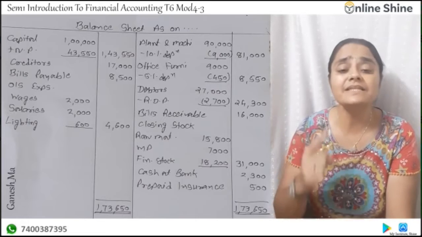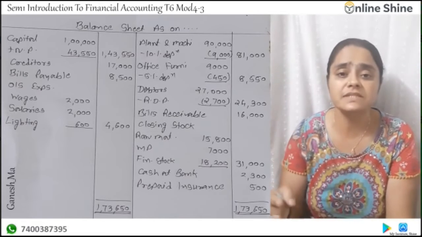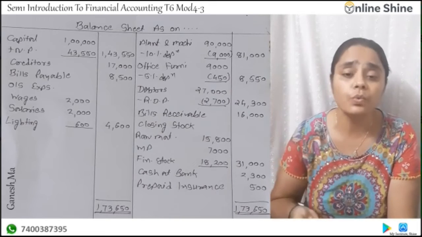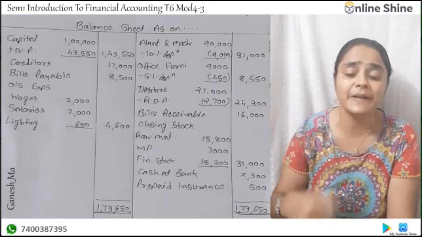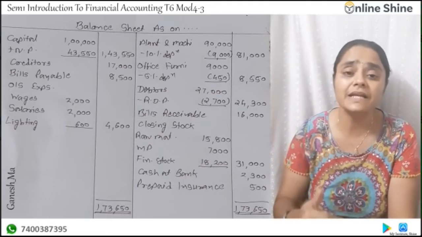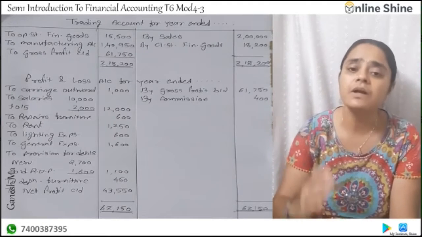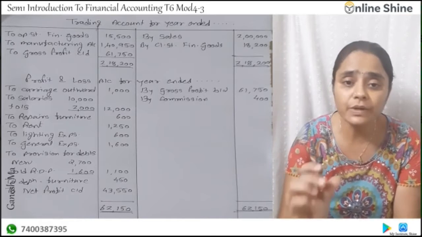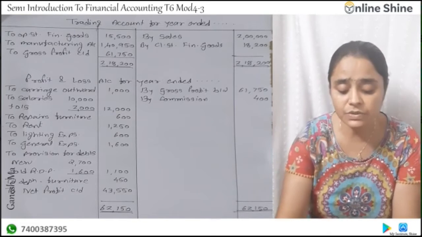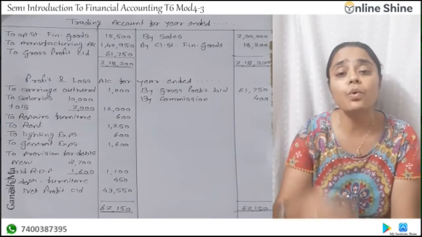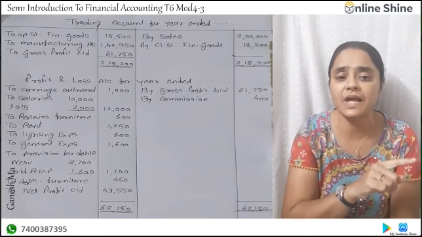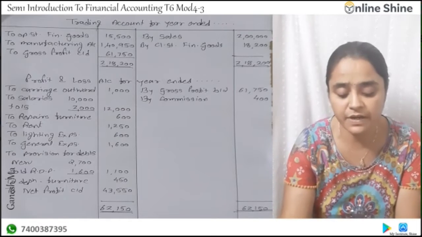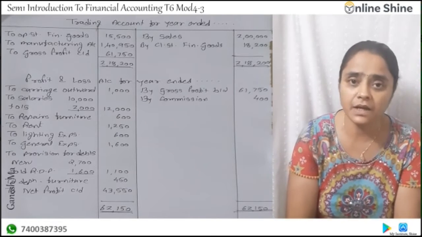Understood? Now where will the second effect of this 2,700 go? That is my provision. That means I am creating a new RDD, expecting some more bad debts. So that is again my expense, and that will come to my P&L account. You can see over here I have mentioned new RDD 2,700. From that, the old RDD which was already there in my trial balance I have deducted, and the balance of rupees 1,100 will come in my P&L account.